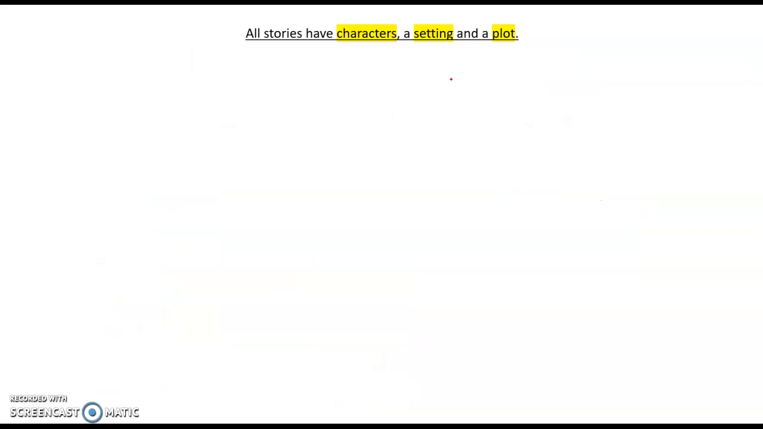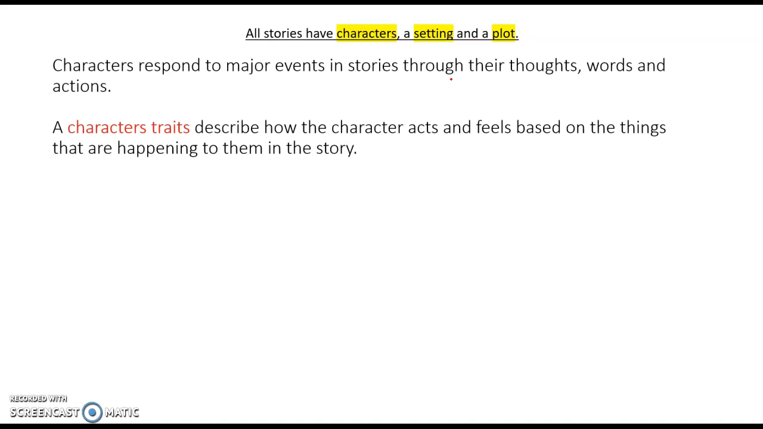So again, you've learned in the past that all stories have characters, a setting, and a plot. We'll really look at those characters now. Characters respond to major events in stories through their thoughts, words, and actions. So they're not only doing things to solve the problem, they're also thinking about the problem. They're speaking about the problem, and then they're acting to try to solve it. A character's traits describe how the character acts and feels based on the things that are happening to them in the story.